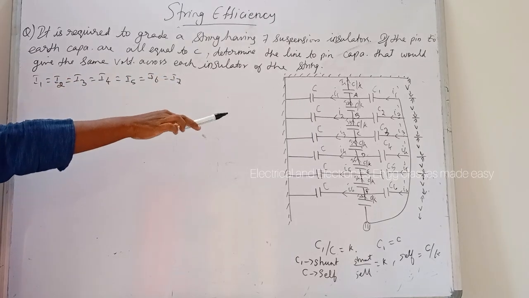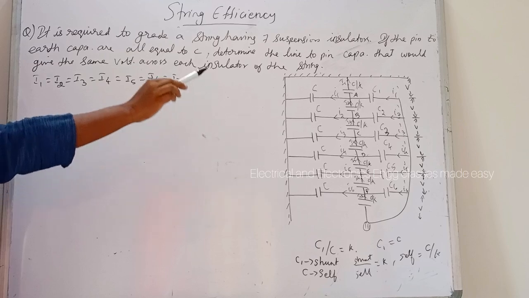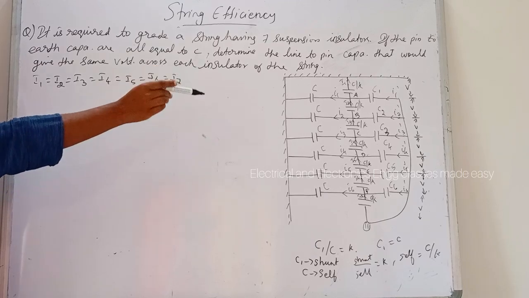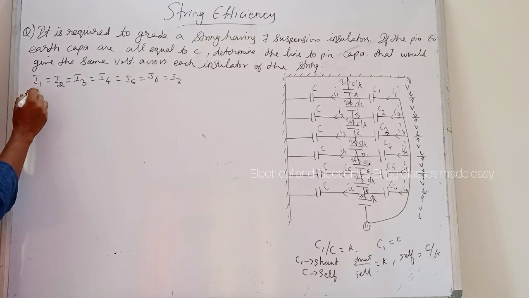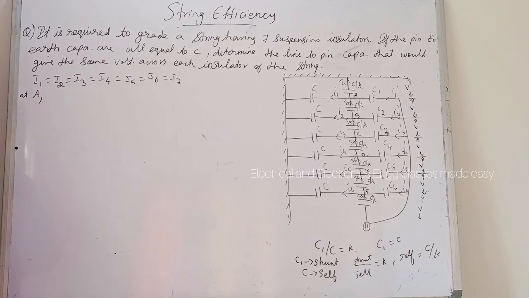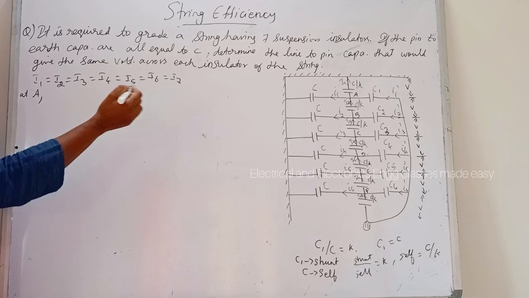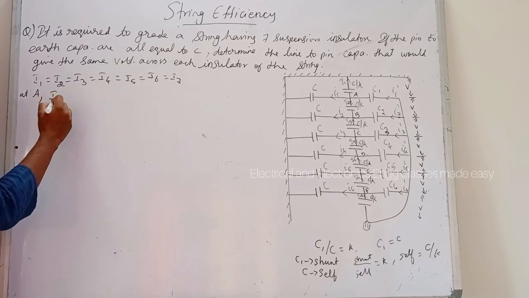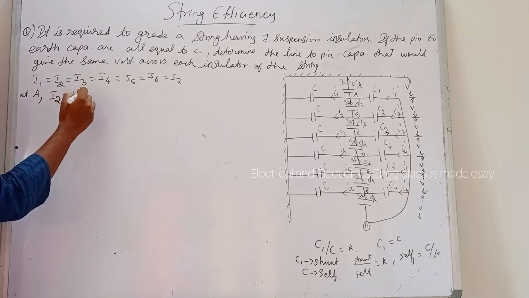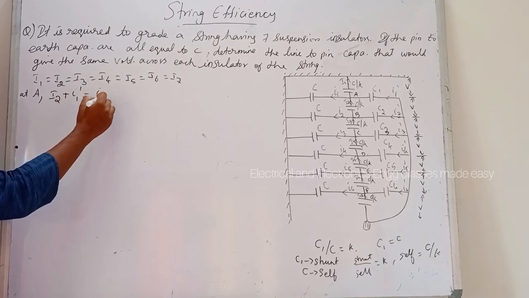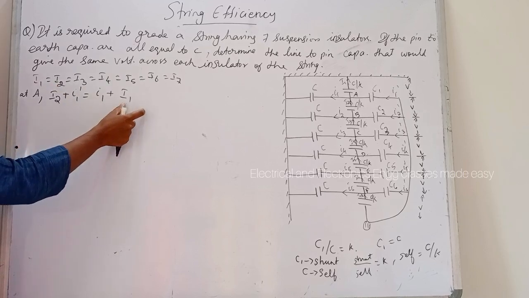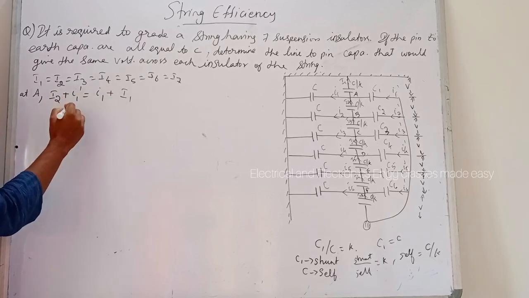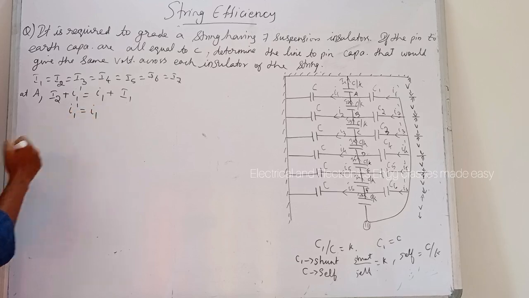So let A, B, C, D, E and F be the junctions between each insulators. Then at junction A, applying Kirchhoff's current law, we will get I2 plus I1 dash equal to small I1 plus capital I1, and here I2 and this capital I1 are equal, so we will get I1 dash equal to small I1.